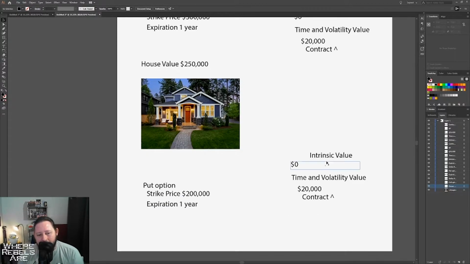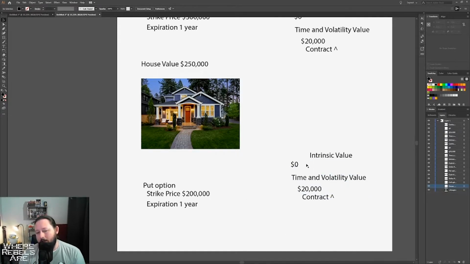Well, in this case, again, there's still no intrinsic value. The value of the house is $250,000. If you could sell it at $250,000 today, why would you exercise the ability to sell it at $200,000, $50,000 less than what you could get for it on the open market? You wouldn't. It just doesn't make sense. So this is still an intrinsic value of 0.